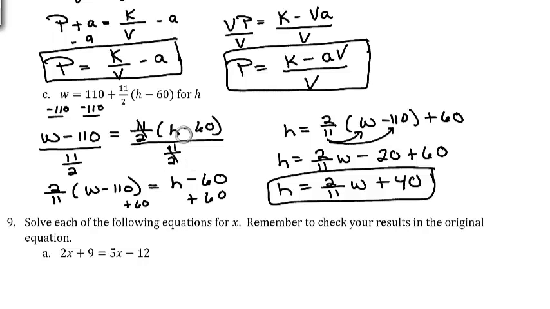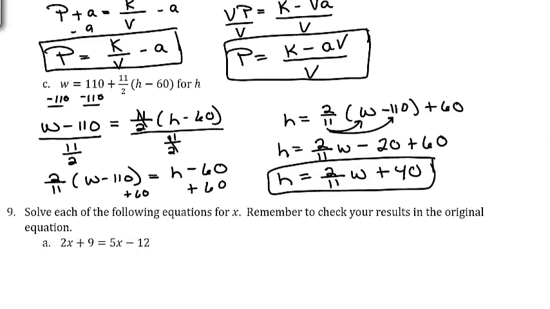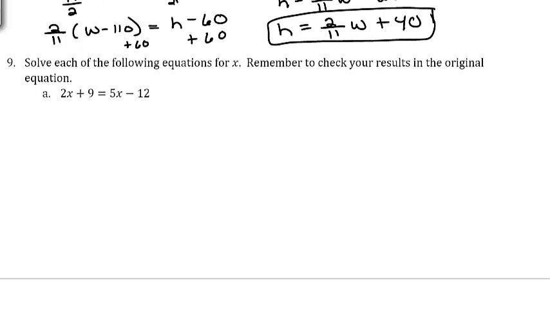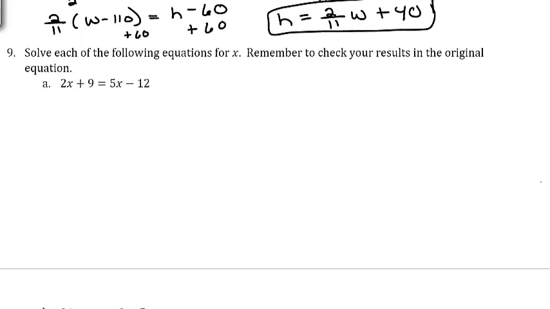And this way that I solved this problem is not the only way that you could have approached this. You could have distributed the 11 halves right away, and that would have gotten you to this answer down here as well. So either way is fine. As long as you don't break any algebra rules or the rules of PEMDAS, then you'll be fine.